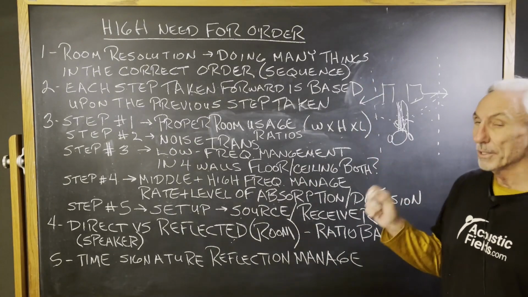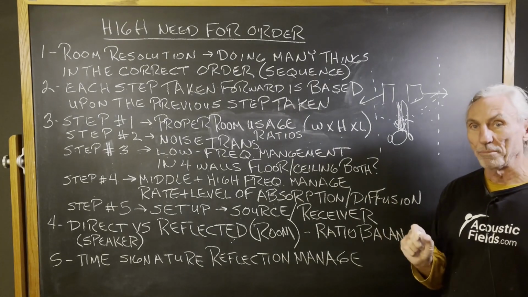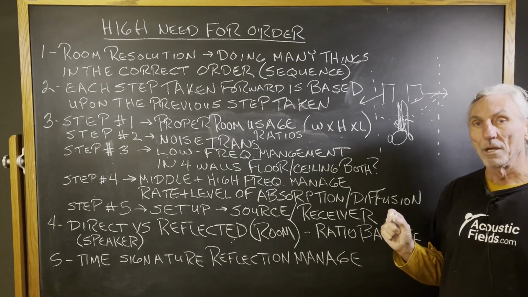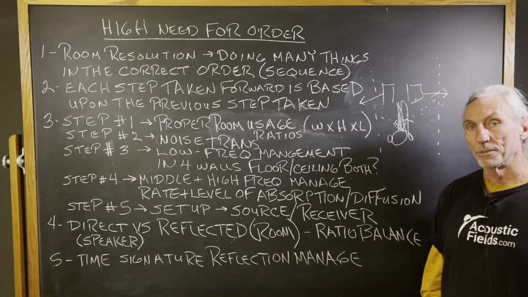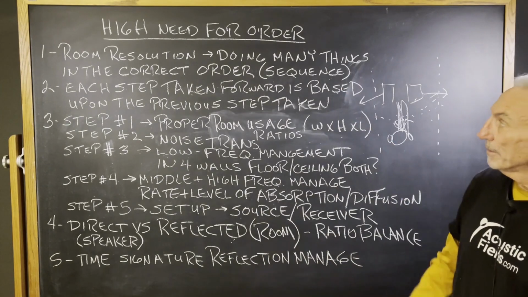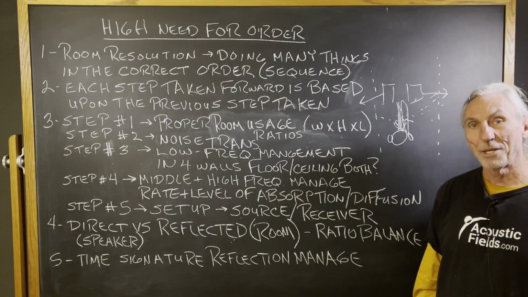High need for order. Getting good sound in a room is starting with step 1, step 2, step 3, step 4, step 5. We have over 200 steps we go through when we build new rooms. So that'll give you an idea of the complexity and the high need for order. Hope this helps. Thank you.